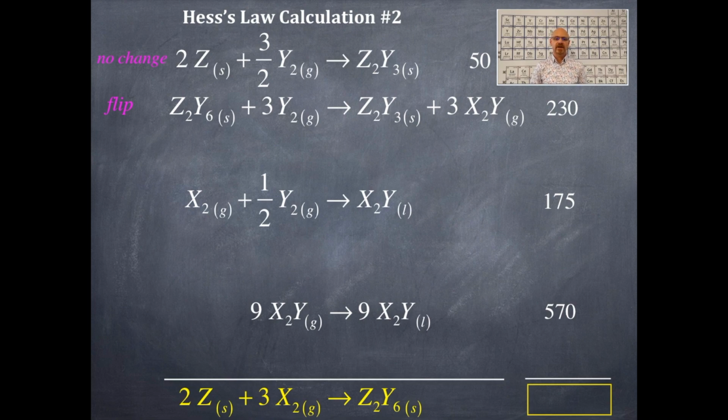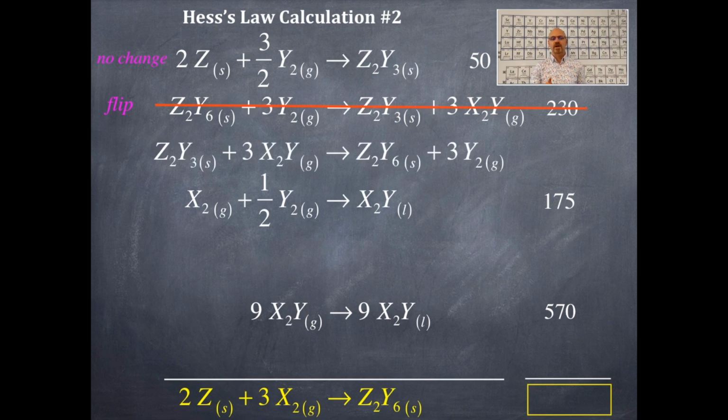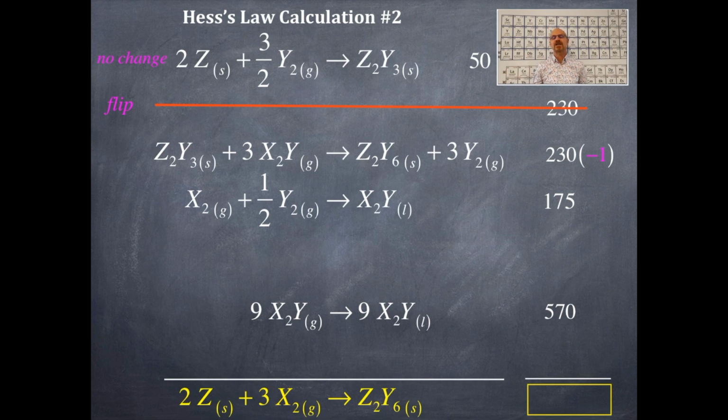This one I need to flip because in the yellow equation, the Z2Y6 that's a solid on the white equation is on the incorrect side. So I'm going to flip this equation, rewrite it, and multiply that 230 by a -1. That will change that, and then I get rid of the one that I flipped to clean this up a little bit.